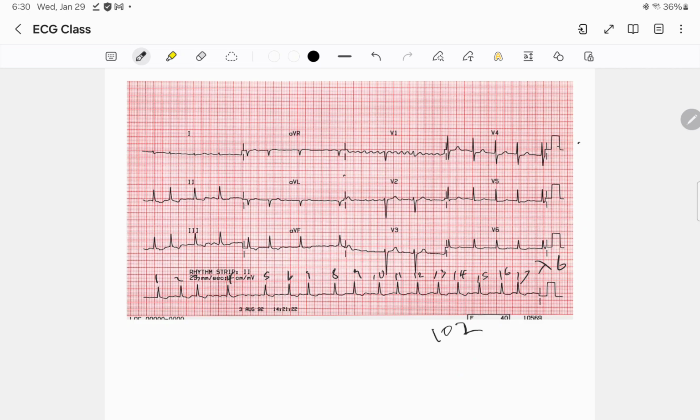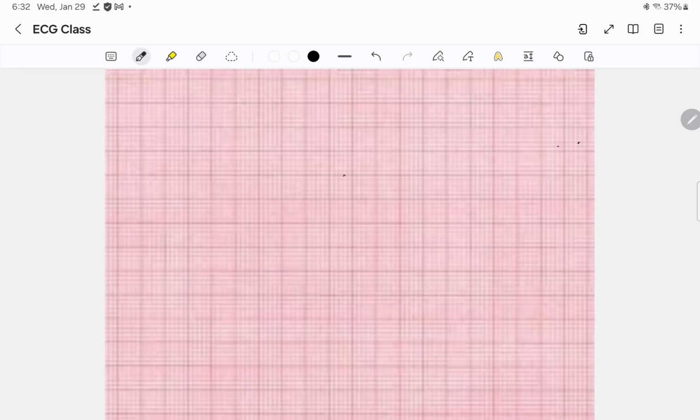So in summary, we went through the 3 ways in which you can check the heart rate. You can use the big box method, you can use the small box method, or you can use the rhythm strip. Okay, and now finally we're gonna just briefly talk about a little shortcut to get the heart rate quickly, and then we can probably do a few examples.